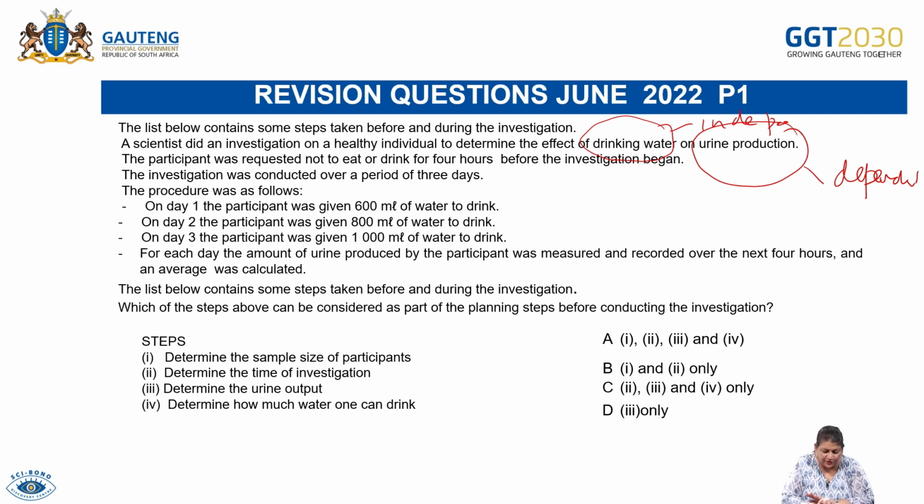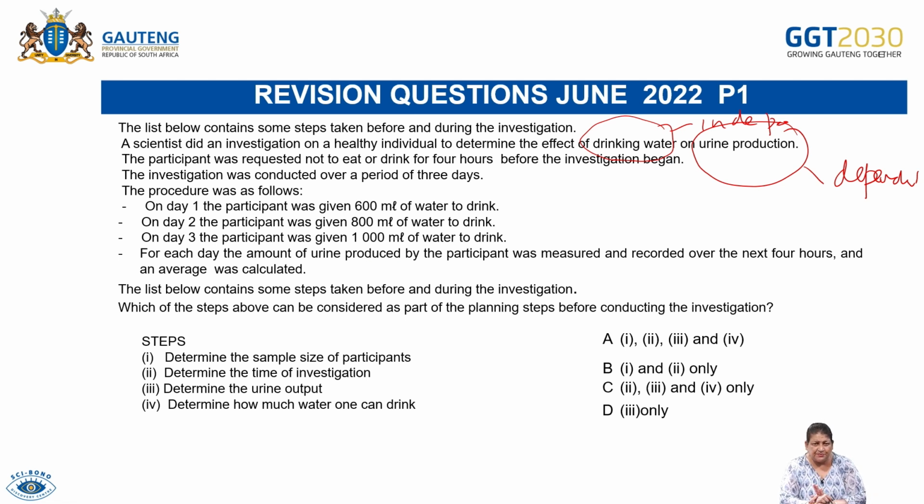The procedure was as follows. On day 1, the participant was given 600 ml of water to drink. So they gave them a little bit more than 2 glasses of water. Remember, 1 glass is 250 ml. 2 glasses is 500 ml. So a little bit more than 2 glasses of water to drink. That was day 1 to that participant. On day 2, the same person who participated in the survey drank 800 ml of water, almost close to a liter. On day 3, he was given a whole liter of water, which is 1,000 milliliters of water.